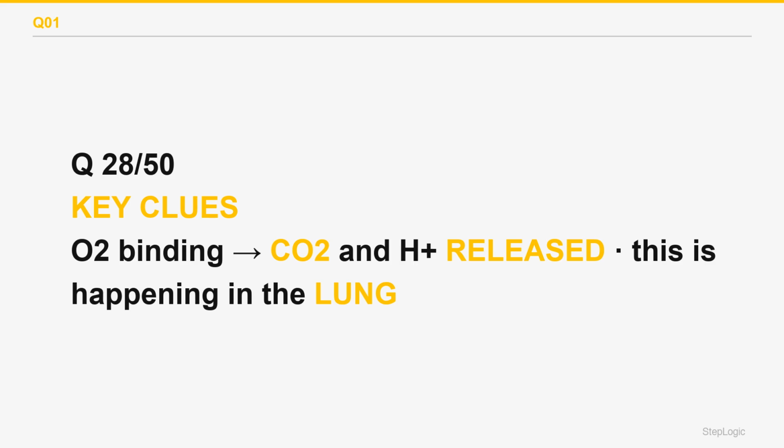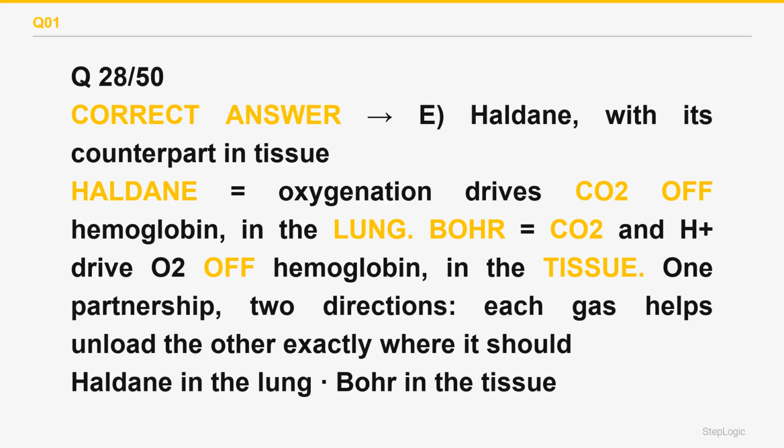So, the effect described is Haldane, and its counterpart, Bohr, works in the tissues, which makes choices A and C wrong on the naming, and choice B wrong on the location. The correct answer is E. A clean way to keep them apart is to name what the controlling variable is.